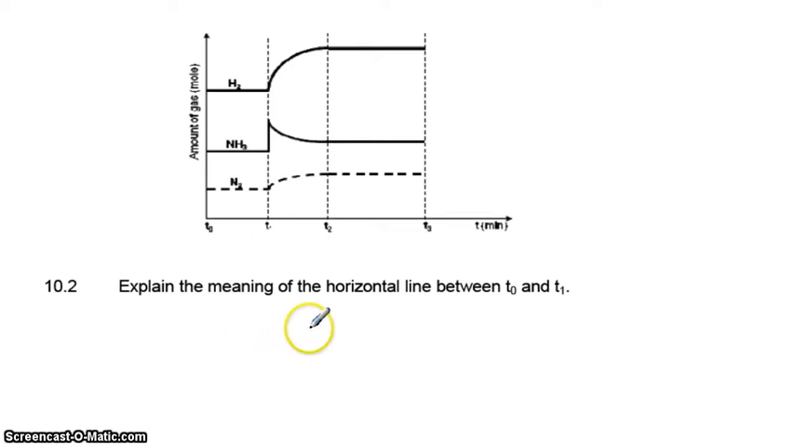10.2 asks for an explanation of the horizontal line between T0 and T1, referring to these horizontal lines here. And obviously the number of moles of gas is constant, or the concentration, and that just simply refers to an equilibrium position. So equilibrium has been established. You could call it a dynamic equilibrium is established between T0 and T1.